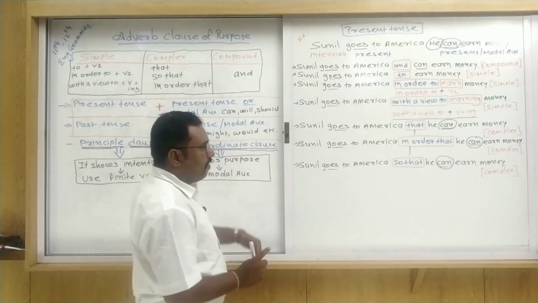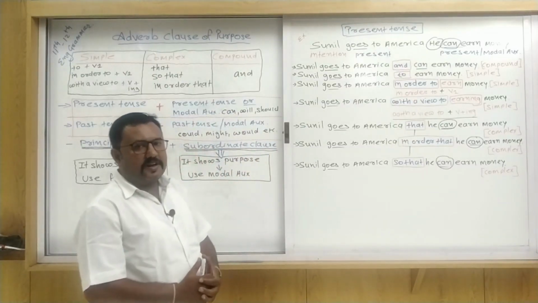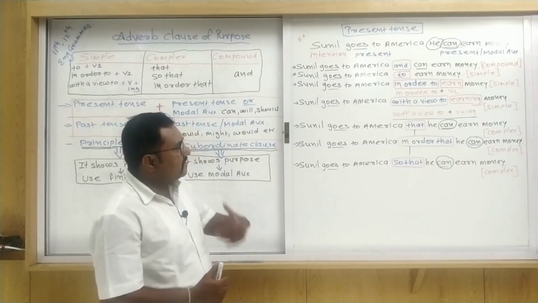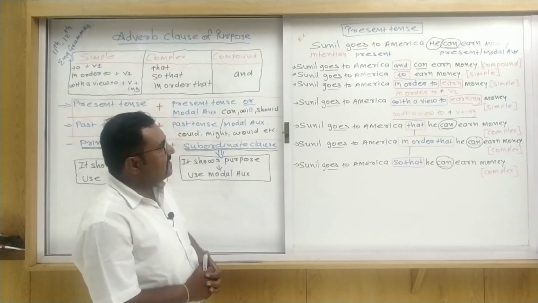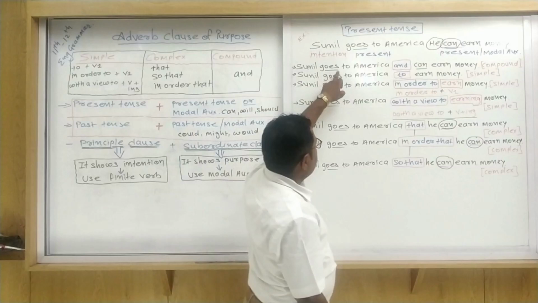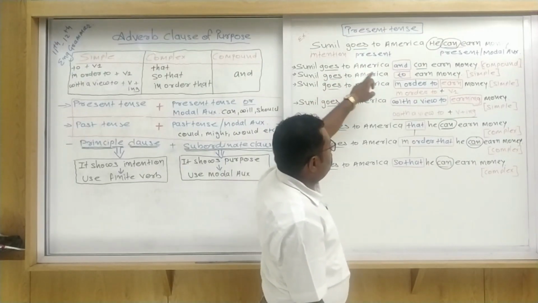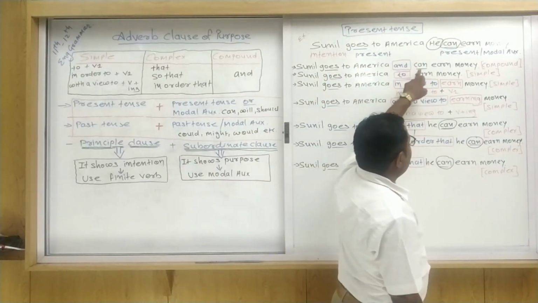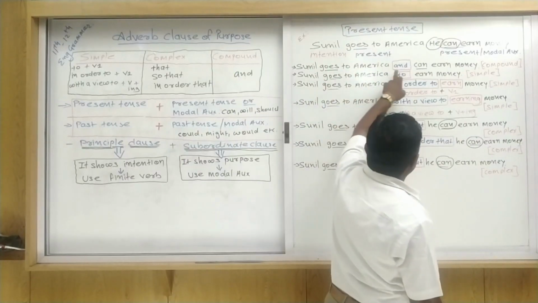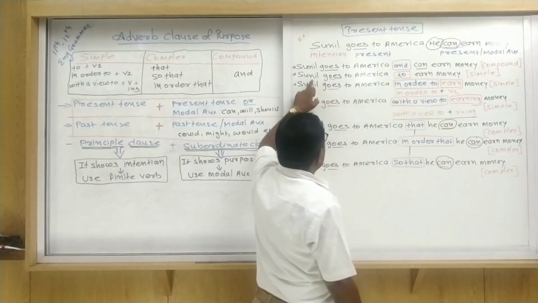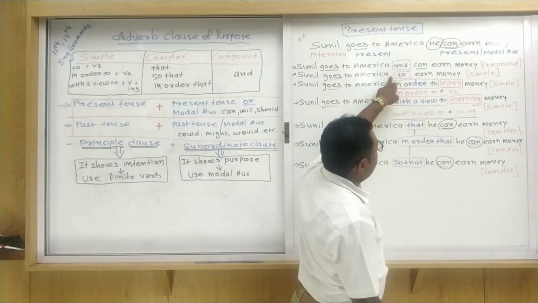Okay. So I hope that you understand the topic very clearly. Once again we revise it. First of all, present tense is given and suppose you are asked to use and. So we can make the sentence: Sunil goes to America and can earn money. Sunil goes to America to earn money.